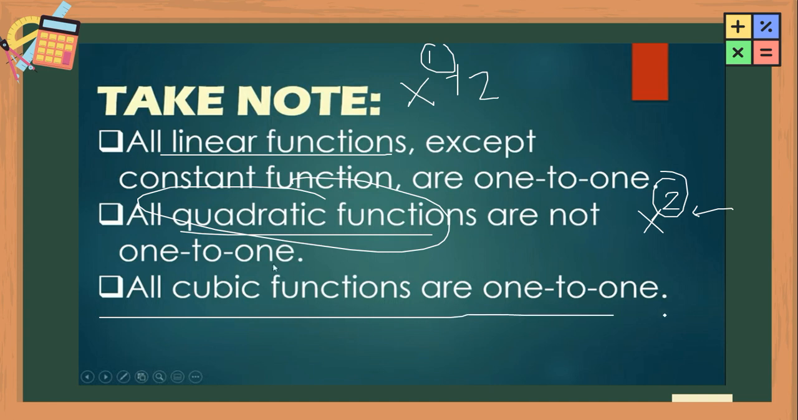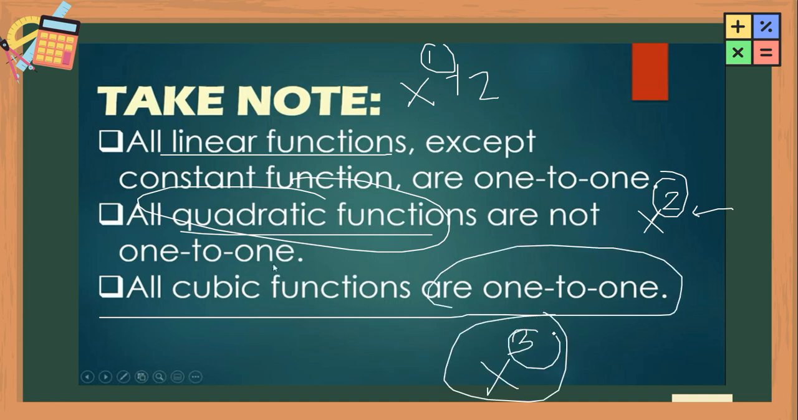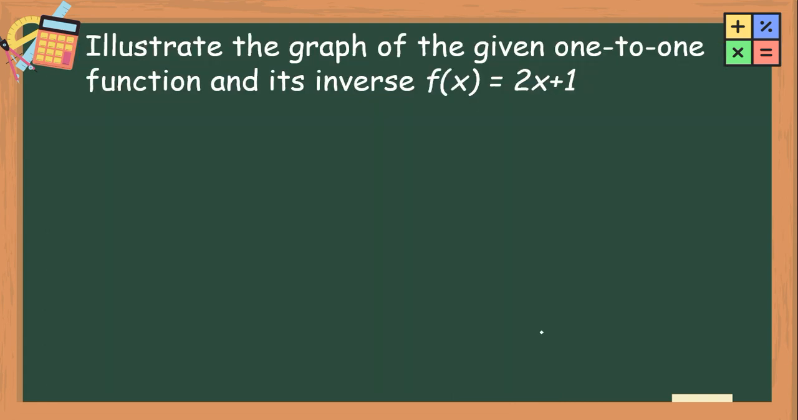And all cubic functions are one-to-one. Ano ba yung cubic, sir? Kapag may nakita kayong cube na exponent, automatic po na one-to-one siya. Pwede siyang isolve. Again, linear is for 1 exponent. Quadratic is for exponent of 2. Cubic for exponent of 3. Now, we're going to illustrate now the graph of the given one-to-one function and its inverse.